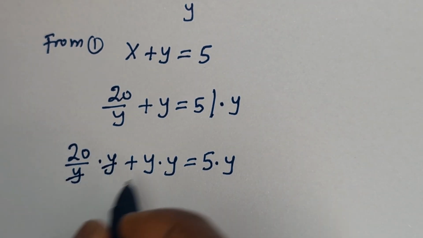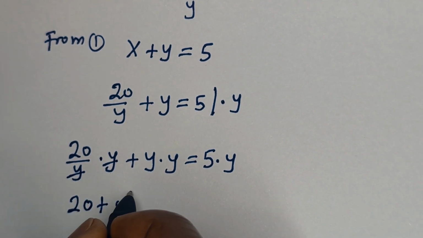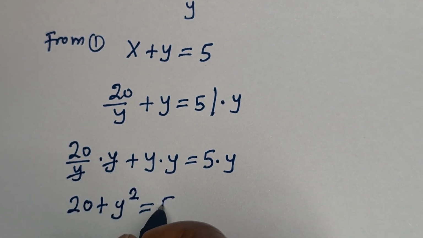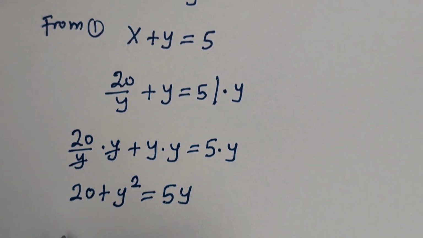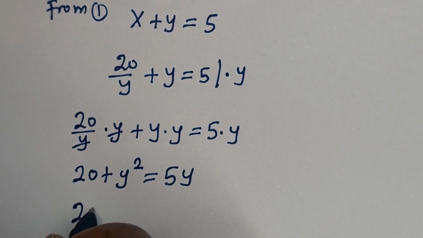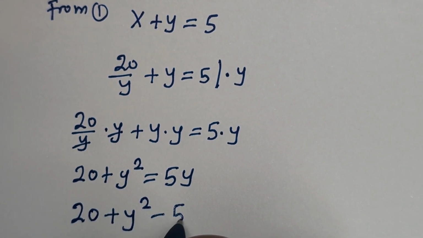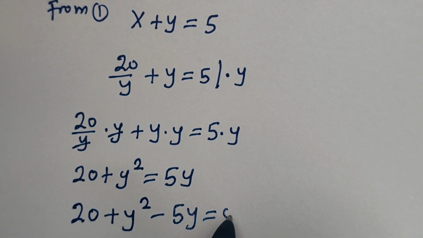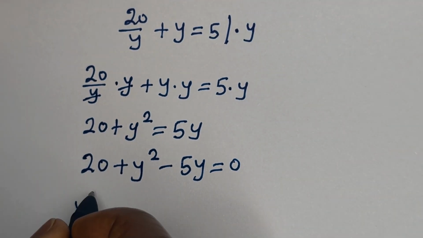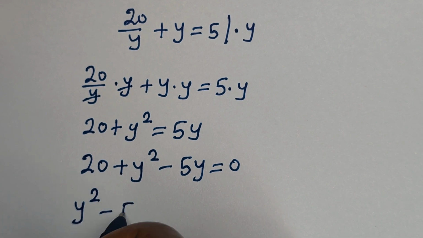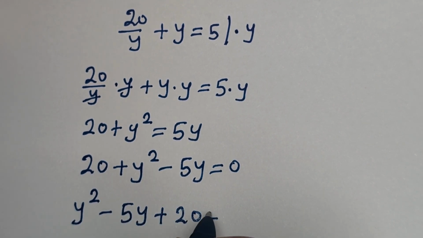This y cancels this y. We have 20 plus y squared is equal to 5y. Let us equate everything to 0. We have 20 plus y squared minus 5y is equal to 0. Let us put this in standard form. y squared minus 5y plus 20 is equal to 0.